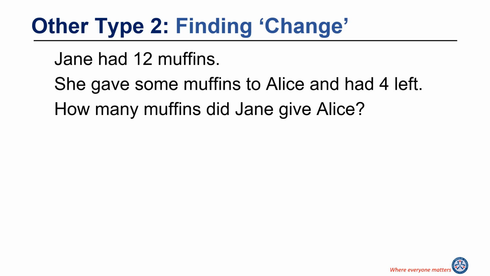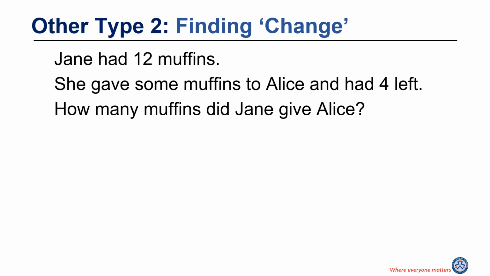In this word problem, the number of muffins that Jane had at the start was given. Then later, there was a change in the number as Jane gave some muffins to her friend Alice. In the end, she had 4 left. In this question, we have to find the amount of change, which is the number of muffins Jane gave Alice. For the previous question, we have to find the number of muffins Jane had at first, which is the start.